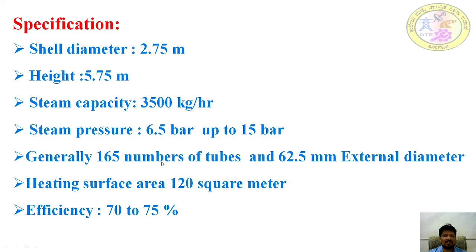And generally there will be 165 fire tubes, and 62.5 mm is the external diameter of each tube. The heating surface area is 120 square meter, and the efficiency of the Cochrane boiler is 70 to 75%. So this is about the specification of the Cochrane boiler.